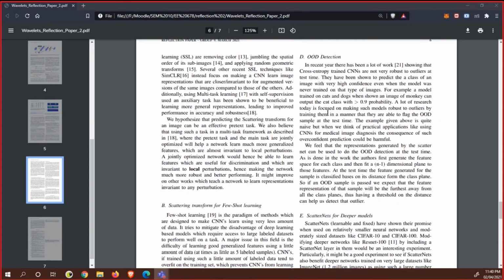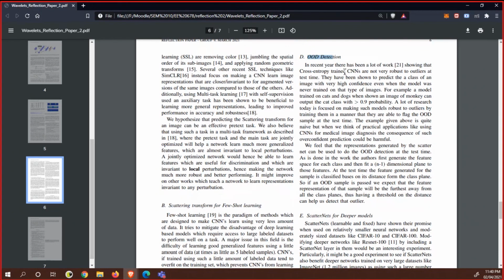Yeah, so another direction which we feel this can be taken is OOD detection. By OOD, I mean out-of-distribution data detection. Recently there has been a lot of discussion in the deep learning community that the current models that we have, our CNNs, produce very overconfident outputs even when the model is not trained for a particular class.